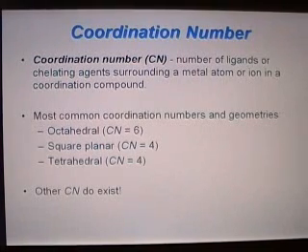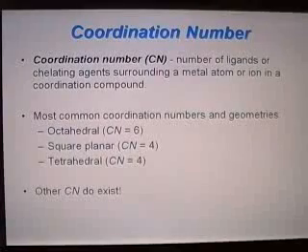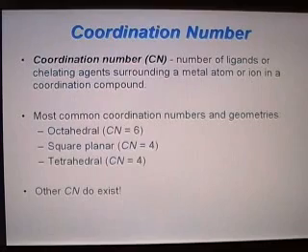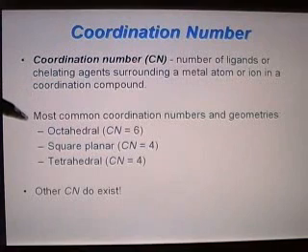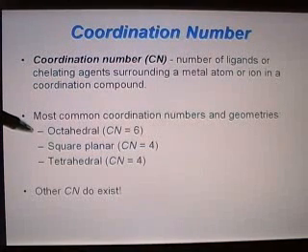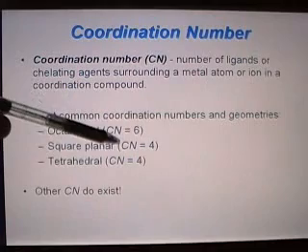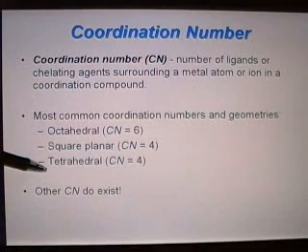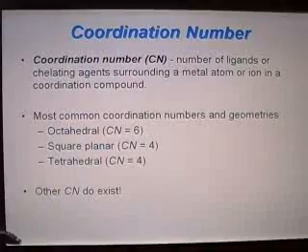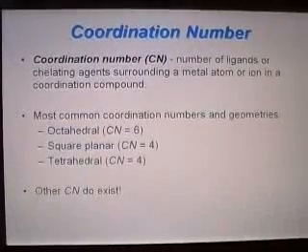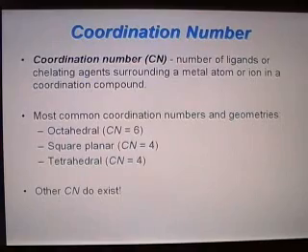Coordination number, remember, is the number of ligands or chelating agents that surround a metal atom or ion in a coordination compound. Now, most coordination compounds have coordination numbers in geometries that are very well known. Most coordination compounds are either octahedral, that's the most common, they have a coordination number of 6, square planar and have a coordination number of 4, or are tetrahedral and have a coordination number of 4. However, other coordination numbers do exist. They're just rare.